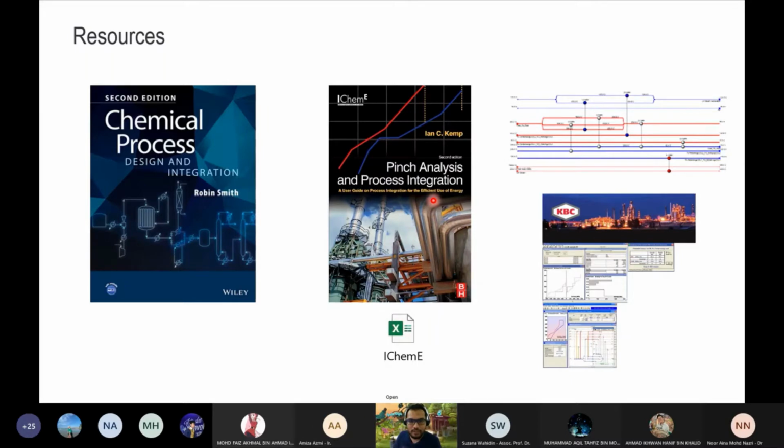For this book especially, they had a competition among students on who can make a tool for pinch analysis, a simple tool for pinch analysis. I put it here. I think later I will share this slide, and then you can just have this Excel sheet. But you can Google pinch analysis, and then ICAME pinch analysis.